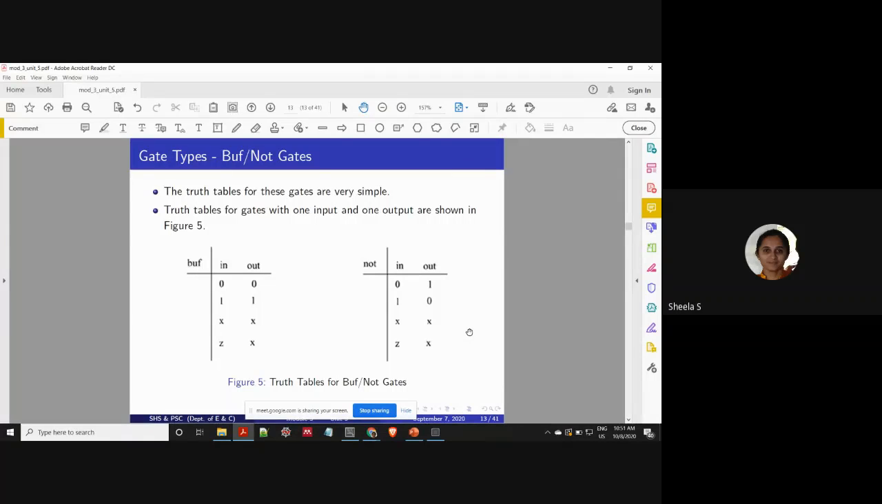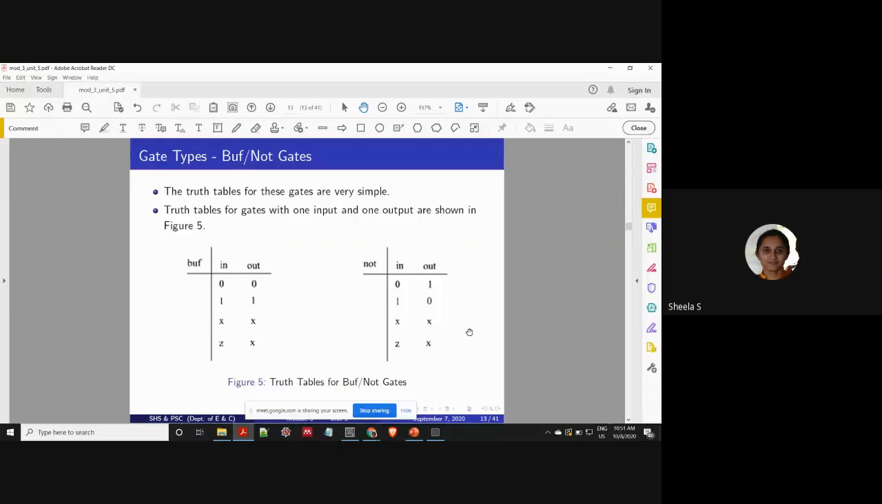And always, in case of AND and OR gates, the first port will be the output port. And in case of buffer gate, the last port will be the input port. Remaining will be the output ports. These are the main differences between them.